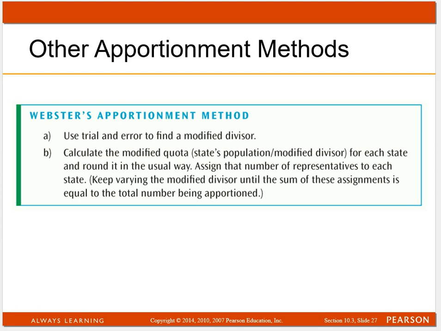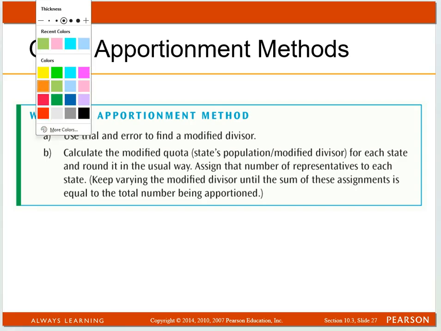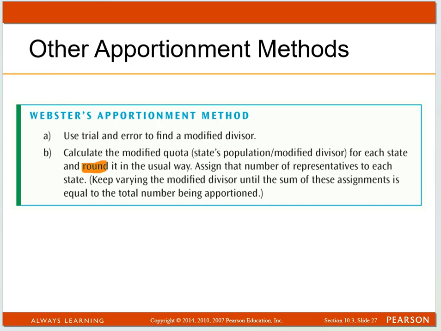Okay, so here we are at Webster. Same thing. Use trial and error to find a modified divisor. Calculate the modified quota for each state and, I think I went with orange on this earlier, round it in the usual way. Assign the number of representatives to each state. Keep varying the modified divisor until the sum of these assignments is equal to the total number being in proportion.